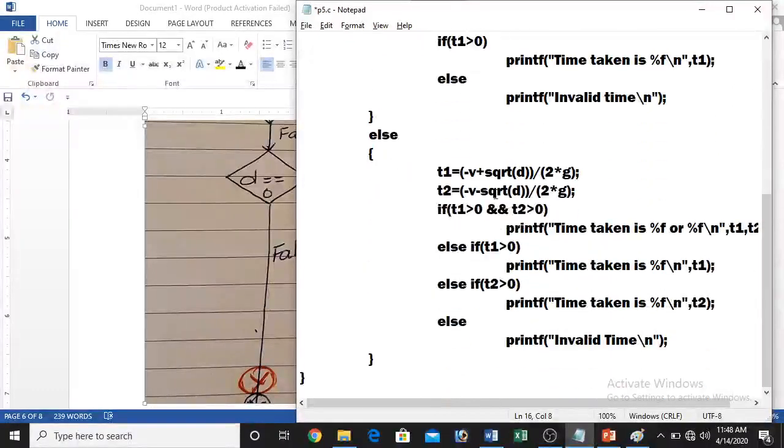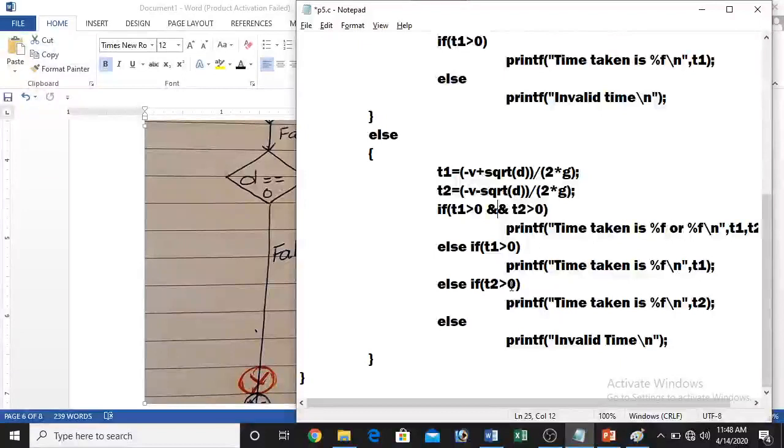Now the next thing is very important, where we have multiple options. So the last option is if it is positive, then you are going to calculate T1 and T2. Then if T1 is greater than 0 and if both are positive, then I need to consider any one value. So I am printing those two values. Otherwise, if T1 is greater than 0, I am printing only one value, T1.